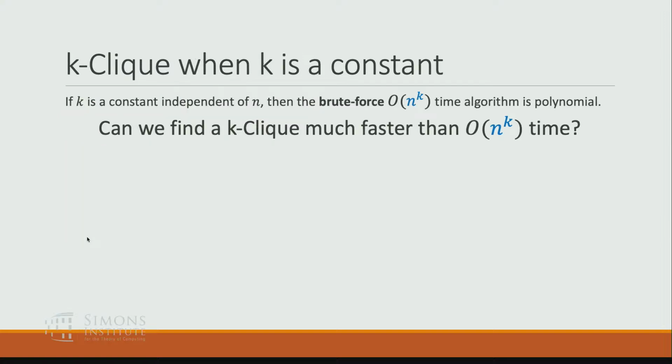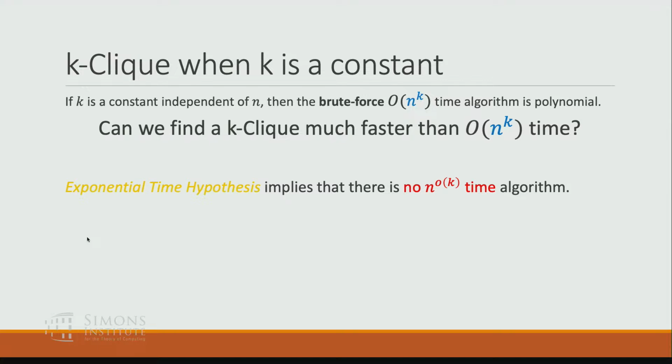So we will focus on the case where k is fixed, a constant that is independent of n. The brute force algorithm for k-clique runs in n to the k time. Basically, we just enumerate all k-tuples of vertices and check whether they form a k-clique. So the question is whether we can find a k-clique much faster than this n to the k brute force time.